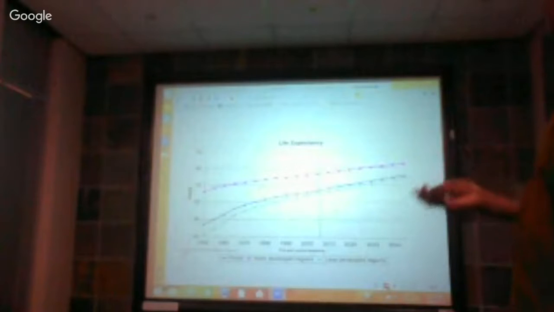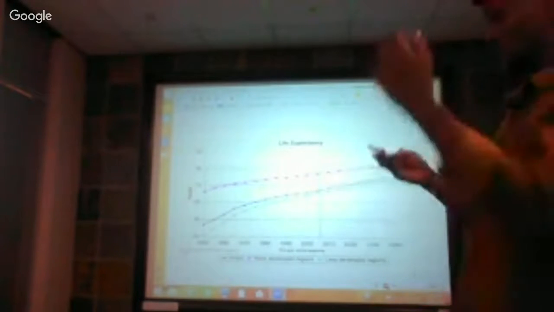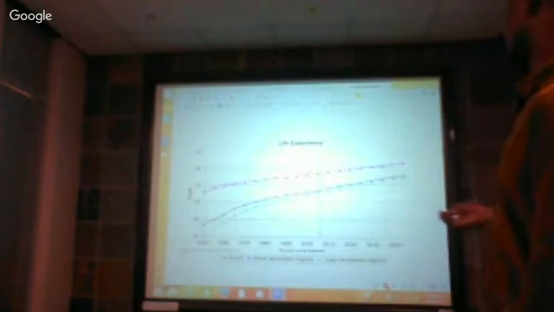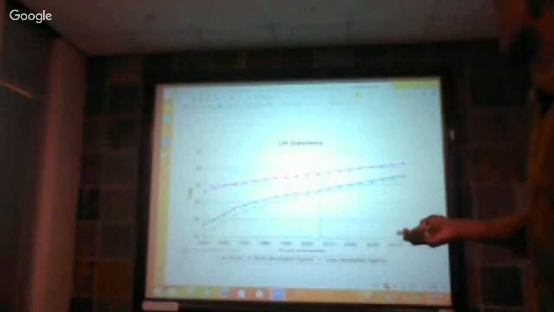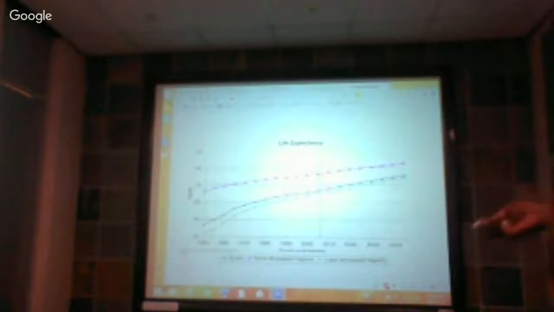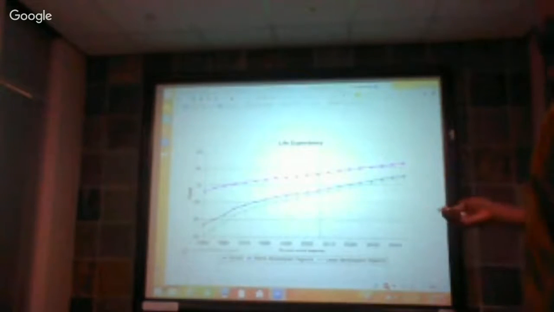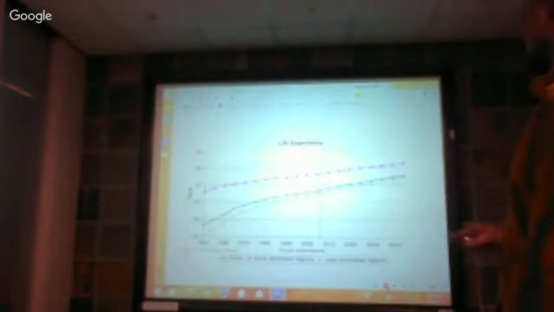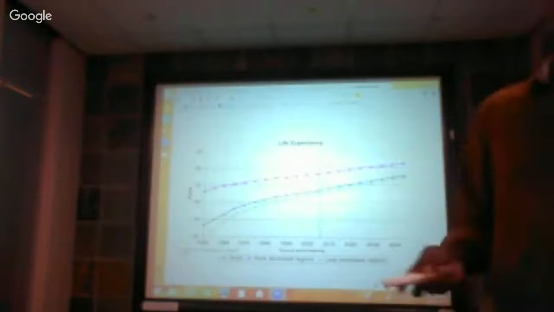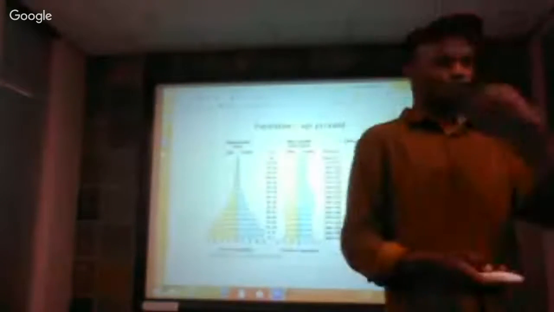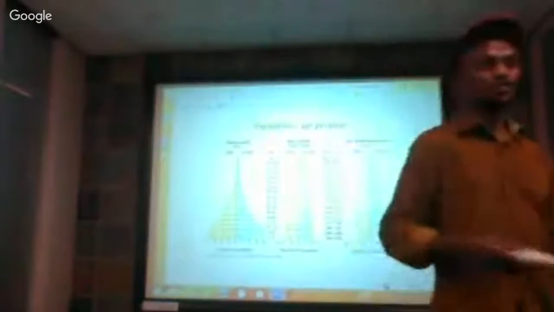This is a graph of life expectancy globally. The blue one shows that of the world, the pink one the most developed regions, and the green one less developed regions. And now we'll hand over to my co-facilitator to explain more.